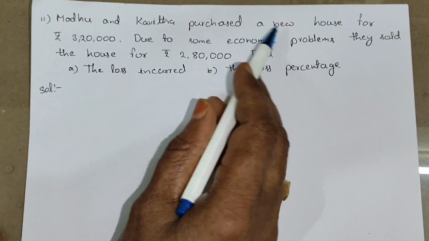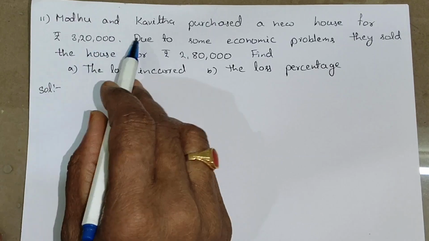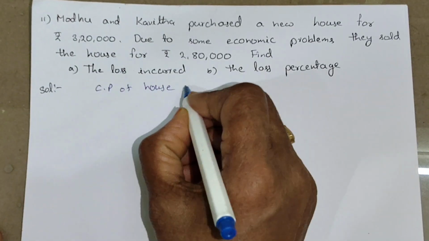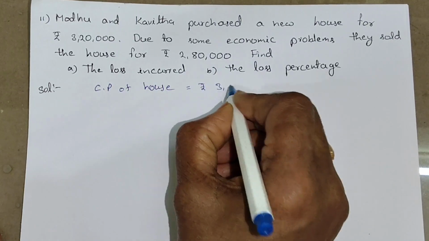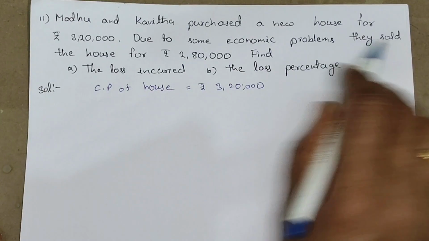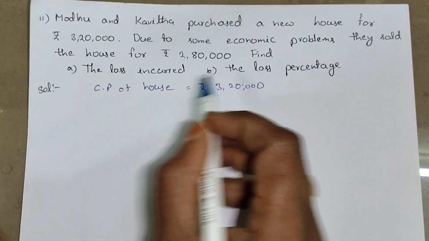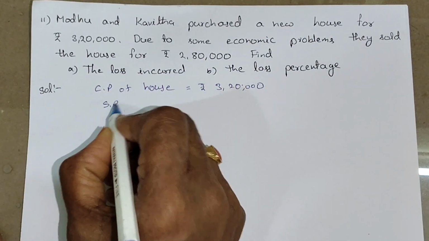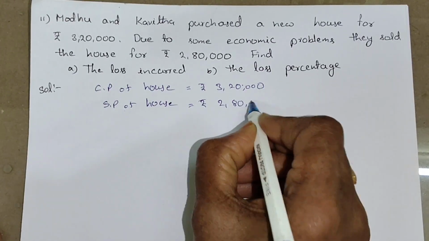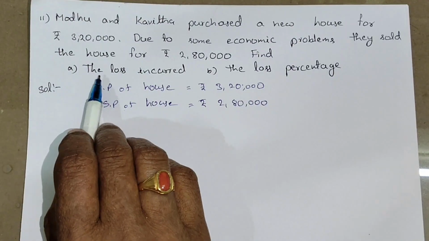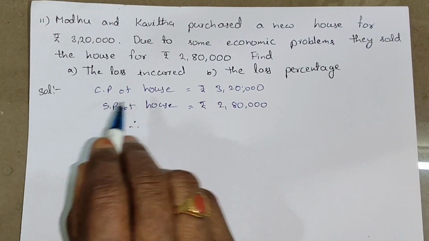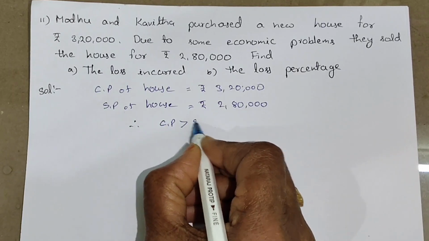Madhu and Kavita purchased a new house for 3,20,000. So cost of price of house here is 3,20,000. Now next, due to some economic problems, they sold their house for 2,80,000. So selling price of house here is equal to 2,80,000. Now here we find the loss. Here compare the cost of price and selling price. So cost of price is greater than selling price.